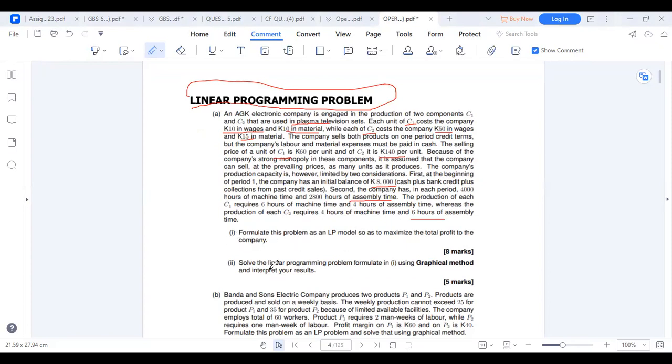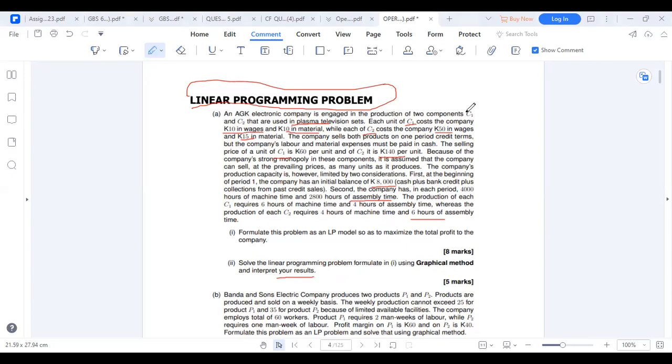This is number one. Then number two, we need to solve the linear programming problem that we formulated in one using the graphical method, and then interpret the results. So what is important here is to make sure that we use the variables so we can let the product. Of course, this company is getting production of 2 components, C1 and C2. So the C1 can be represented by X1.